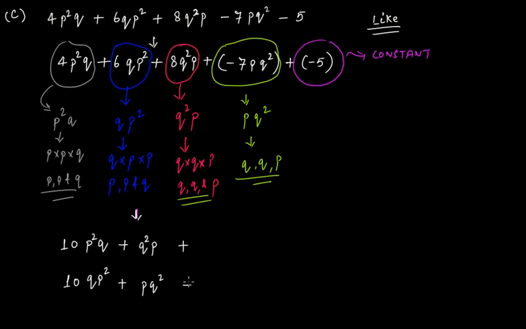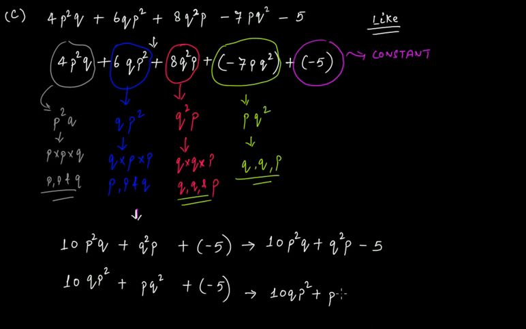Plus, here we have minus 5. So if you add the like terms and the constant minus 5, this can be written as 10p squared q plus q squared p. Again, whenever you have 1 as a coefficient, ignore it, and this becomes minus 5, and this becomes 10qp squared plus pq squared minus 5. These two are exactly the same algebraic expression. The only thing is that we have shown that you can write it in any different order.